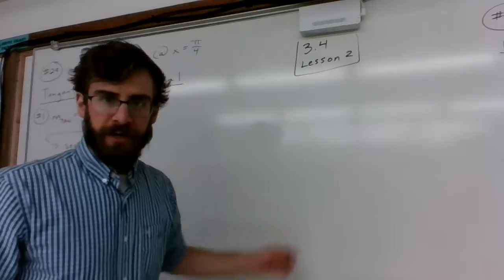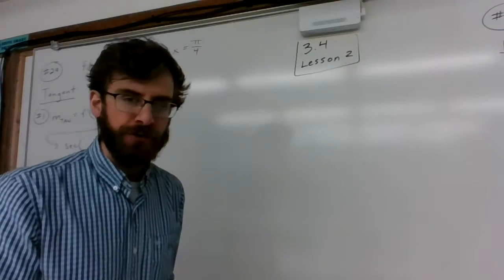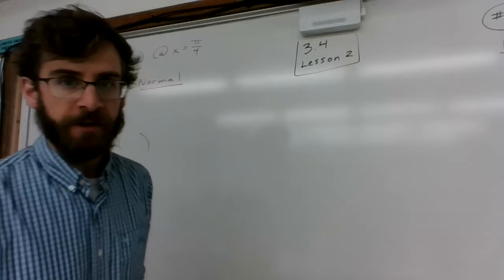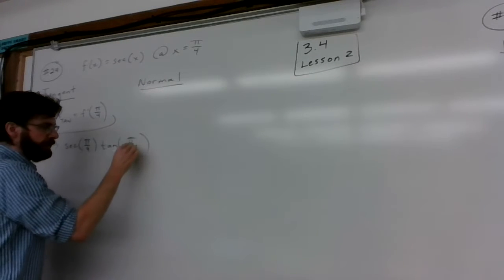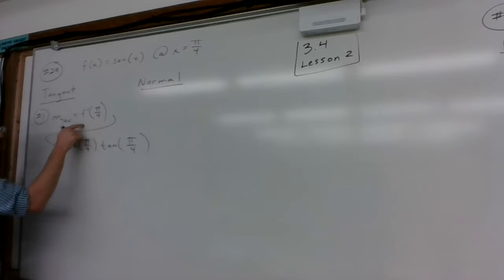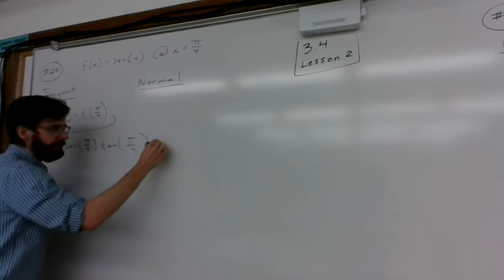I don't have my list over here. I just trust that you guys have it written on your notes and you're referencing it quite frequently. Pi over 4 goes in for the x value here. This is going to be the derivative. This is what m equals.